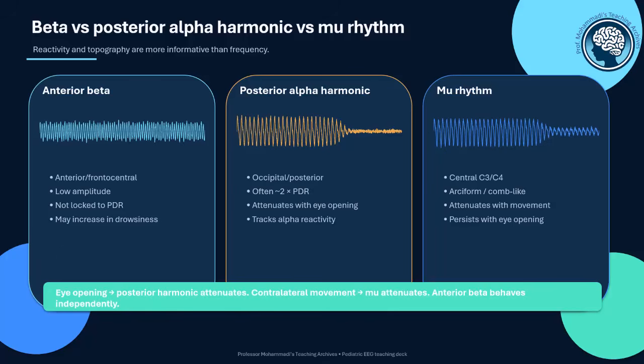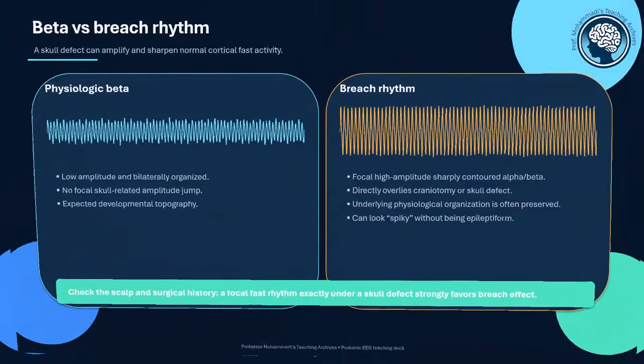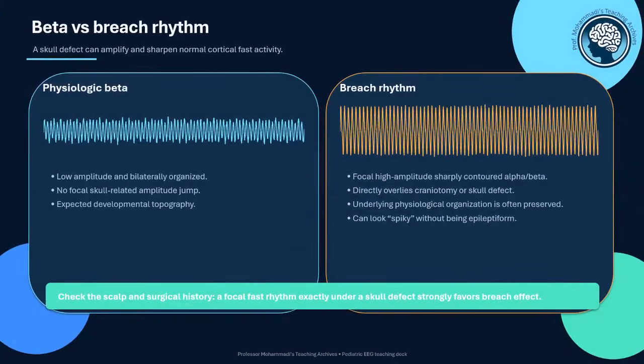So the bedside reactivity test is very useful. Eye opening tests the posterior harmonic. Movement tests mu. Anterior beta generally behaves independently of both. Next slide, please. Breech rhythm is another source of apparently abnormal fast activity.